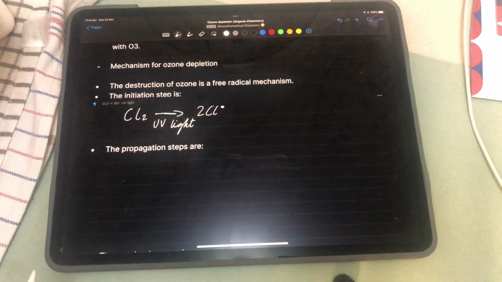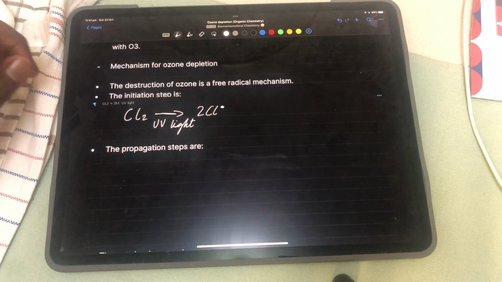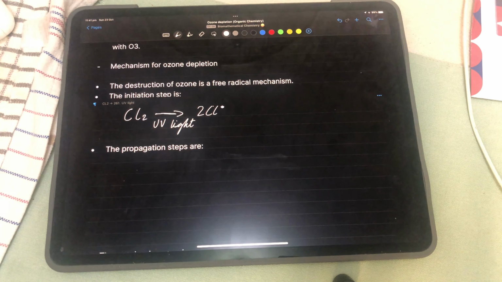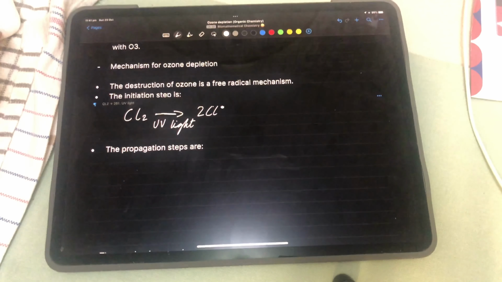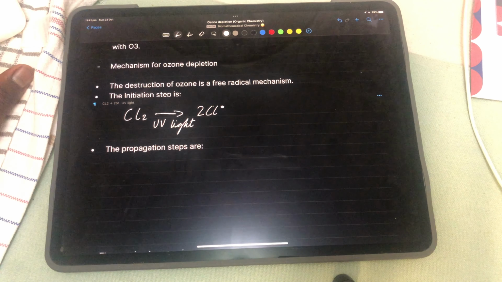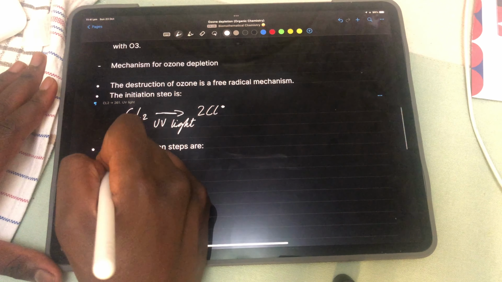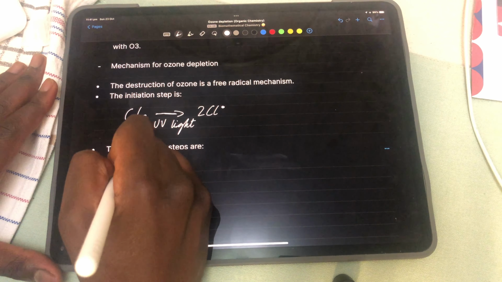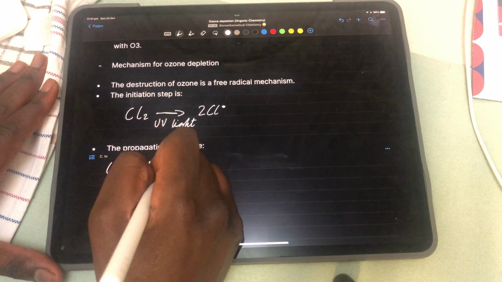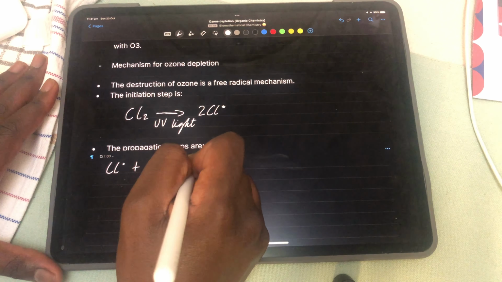The propagation step comes next. In initiation, you're always going to form free radicals: your reactant side has no free radicals, and your product side has free radicals only. The propagation step means that you'll have free radicals on both the reactant side and the product side. So if you have, for example, a Cl free radical plus an O3, an ozone, this is how it depletes it.